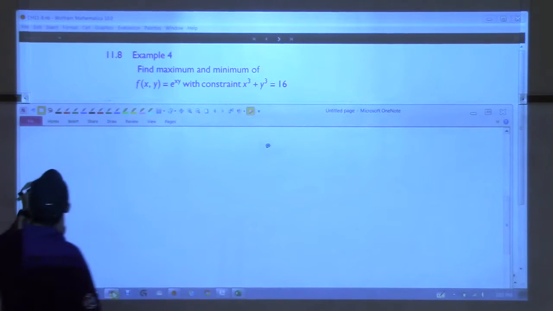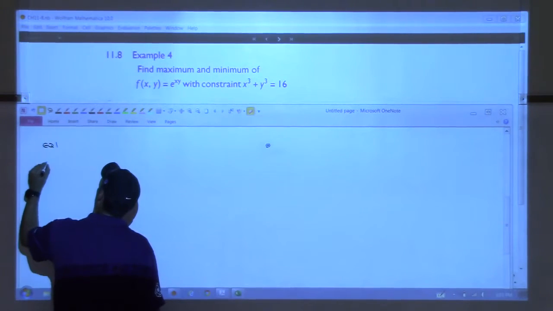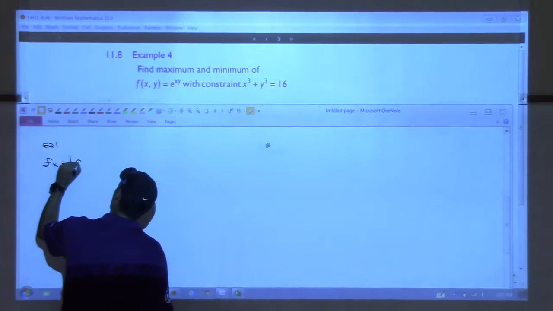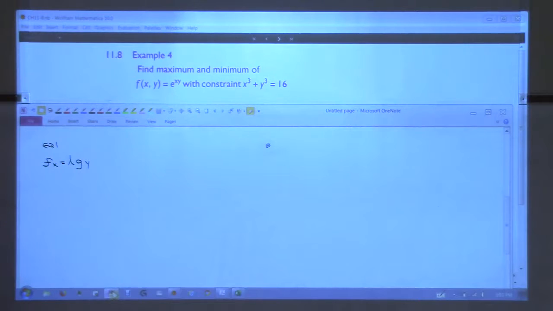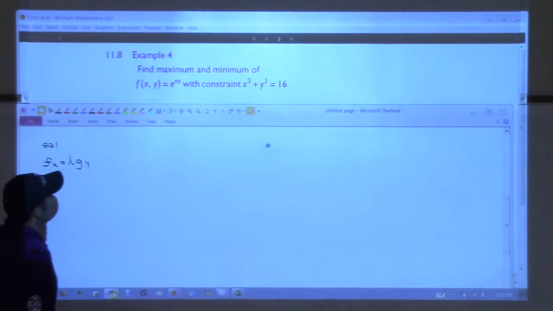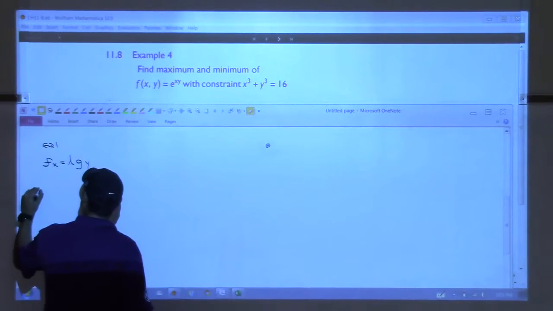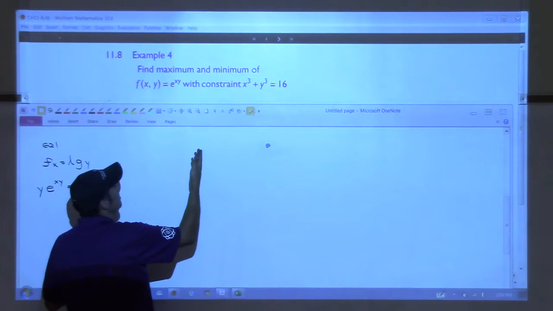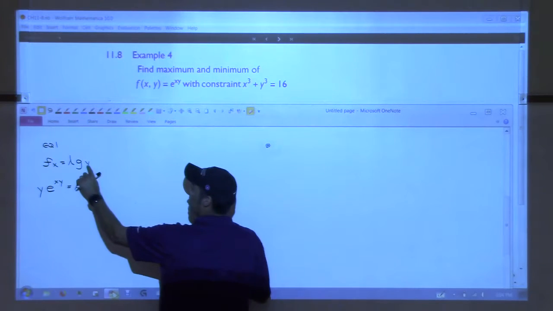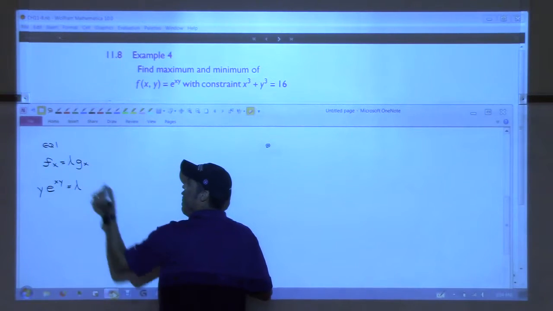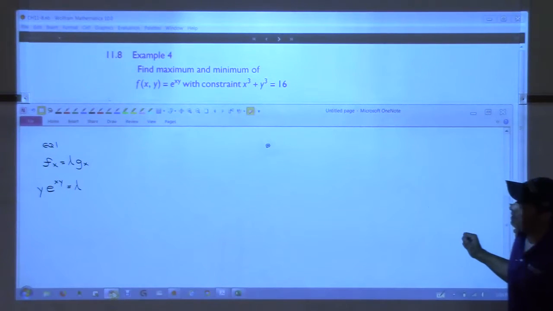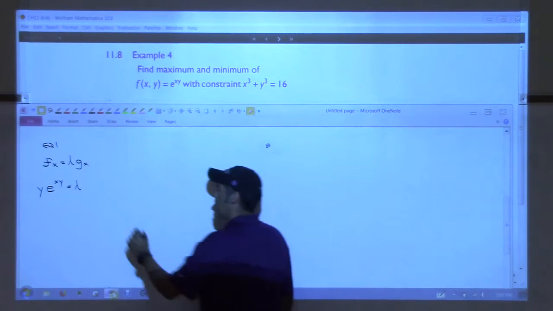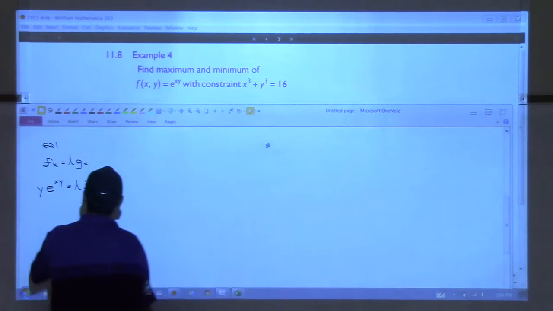So let's do this. Equation 1. Partial of f with respect to x must equal lambda times partial of g with respect to x. So what is partial of f with respect to x? e to the xy times y. So I'm going to write it this way: y e to the xy must equal lambda times the partial of g with respect to x, which is, why did I write y? Sorry, that's a mistake. I meant to put x there. Lambda times partial of g with respect to x, which is 3x squared. Okay? All right, that's our first equation.